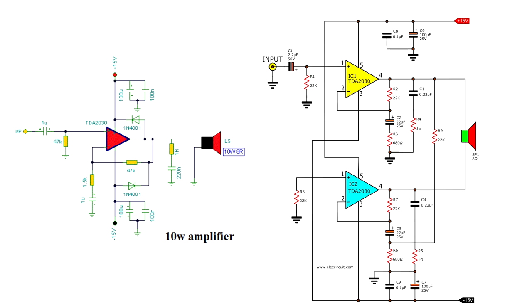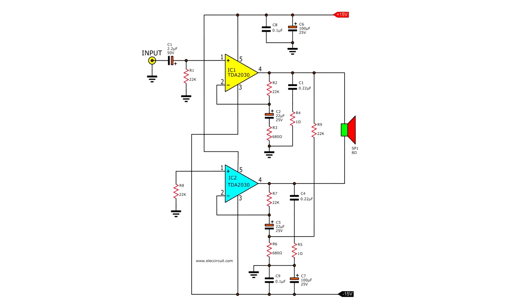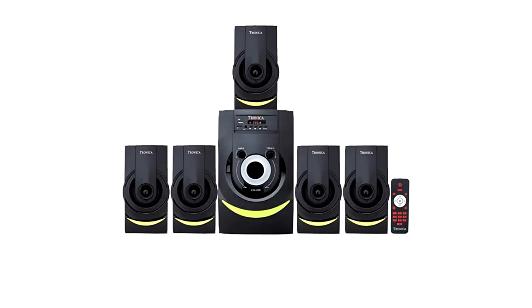Okay guys, now time to find the external subwoofer output source. It's very simple. Follow these steps. Guys, first we will learn the common home theater subwoofer circuit. There are 2 types of circuit available. First one is the single IC subwoofer circuit. Second one is the dual IC subwoofer circuit. The dual IC subwoofer circuit is only used on some of the 4.1 and 5.1 home theaters.